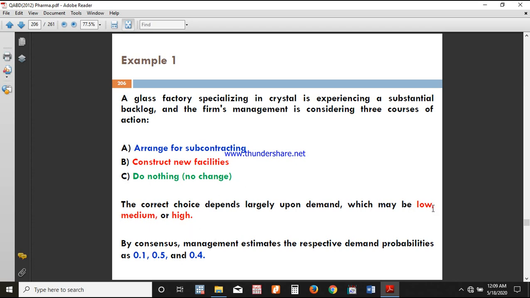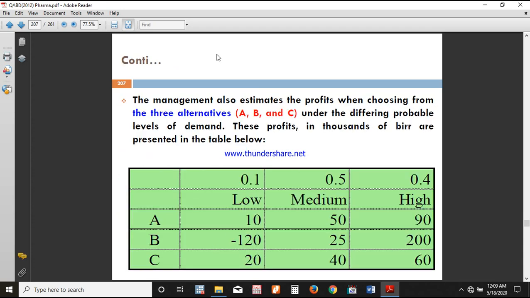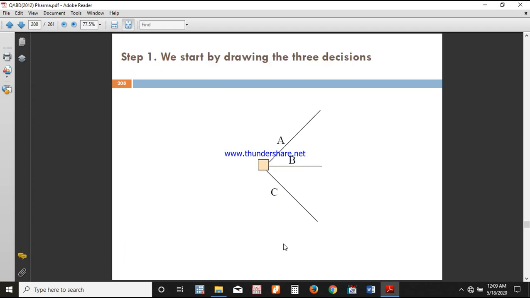The demand is low, medium, and high. The management estimates the respective demand probabilities as 0.1, 0.5, and 0.4. Now the table is displayed here. These are the three alternatives A, B, C, with the three states of nature, low, medium, and high, with their probabilities given, and these values show the revenue maybe. Sometimes it may show the cost value.